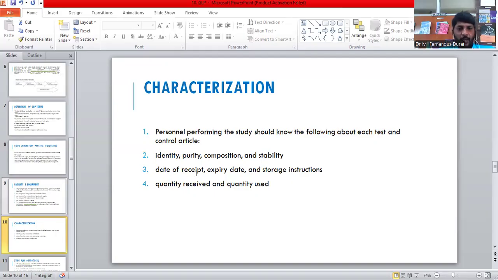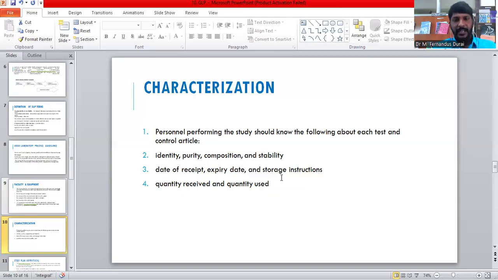Date of receipt. Now, what date the material was received matters, because sometimes the same material will be received by the laboratory. So in that case, we can confirm with the date of receipt, and the expiry date and the storage instructions. Because a number of samples will come to the laboratory, we should know where to store, because we can perform the analysis or test on the day of receipt, or the next day, or after another 2 days, or another 1 week. But the storage instruction, the quantity received, and the quantity used.